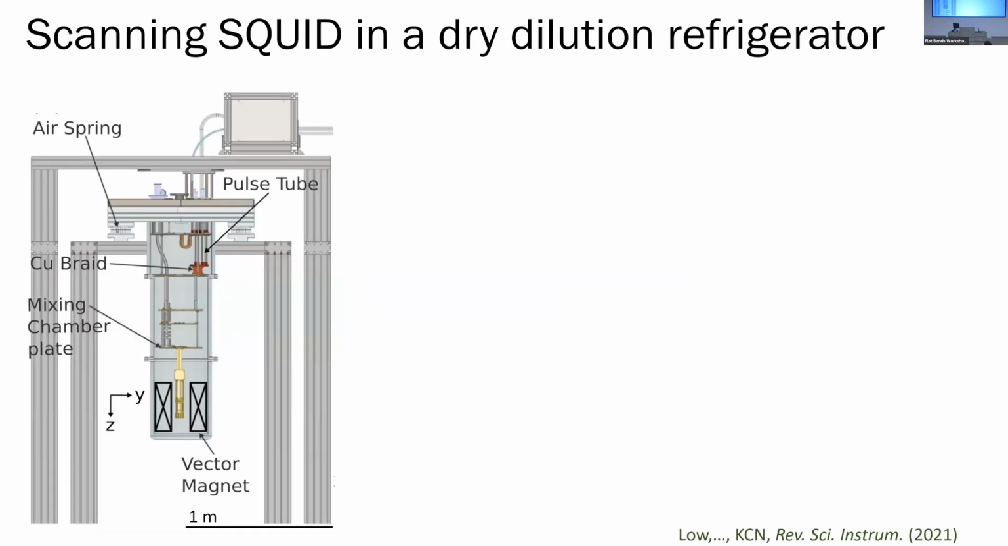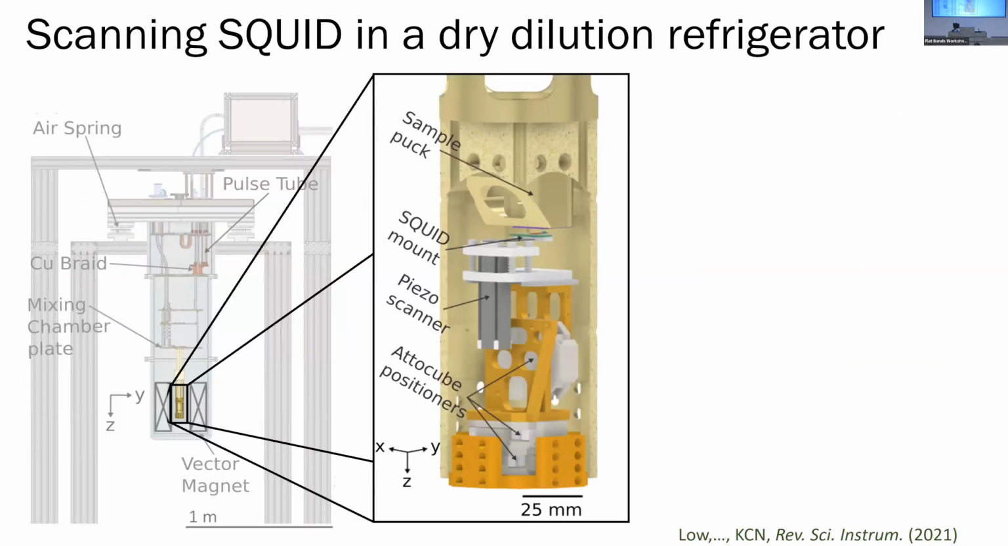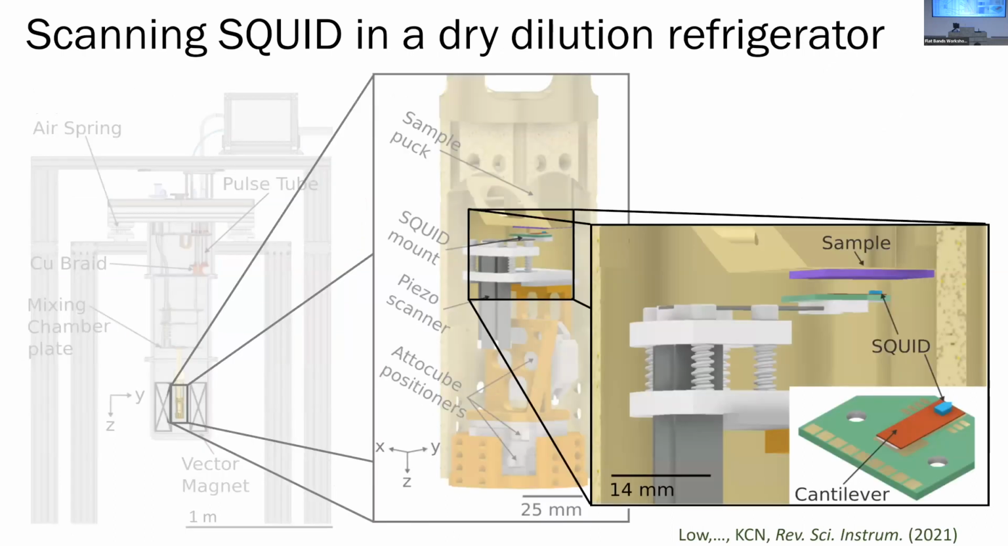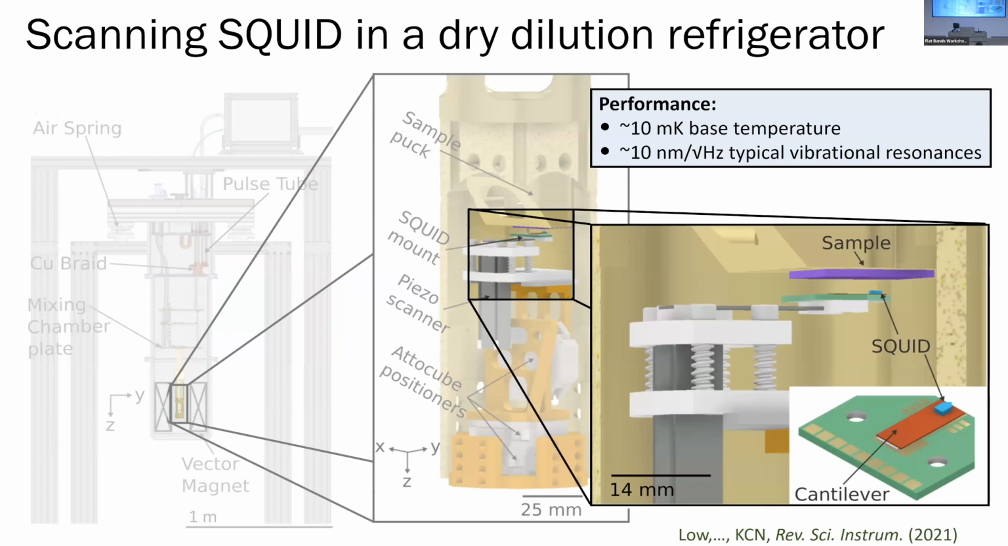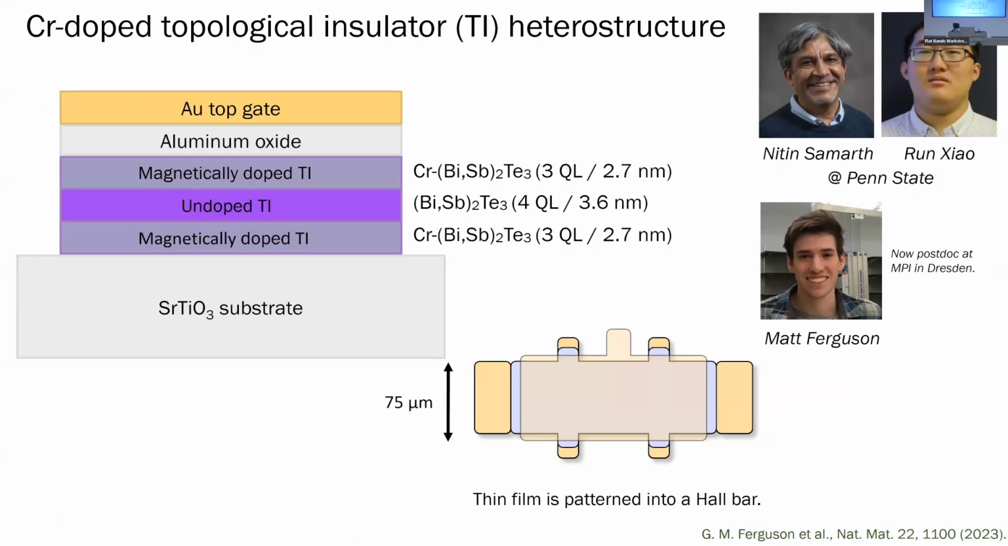All right, and we do this in a 4-Kelvin system, but also in a dry dilution refrigerator. And here are some pictures of that. But the main point is that the fridge has a base temperature of about 10 millikelvin, and we have vibrations in the system, but they're reasonable enough for us to be able to do the kind of imaging that we do.